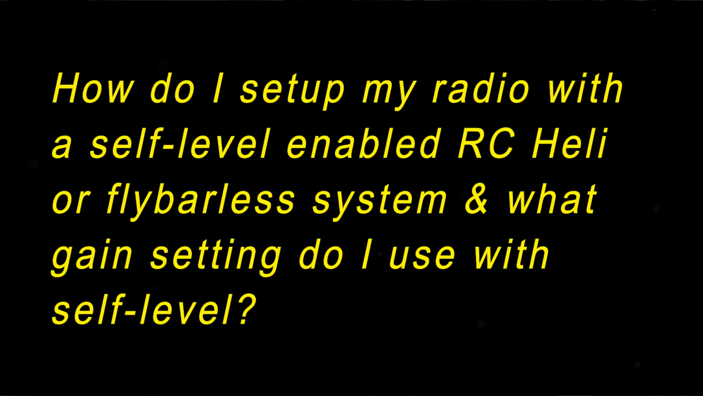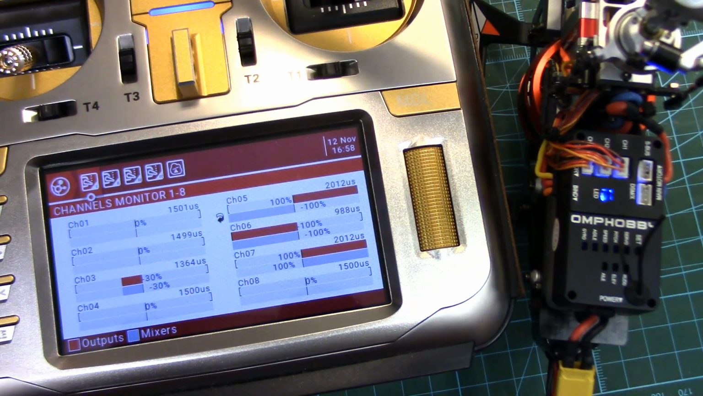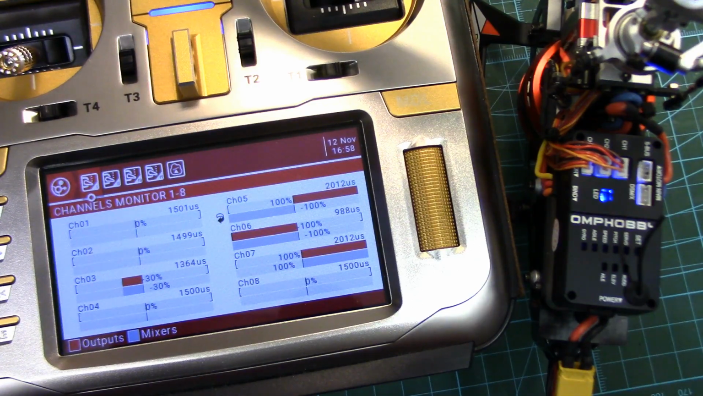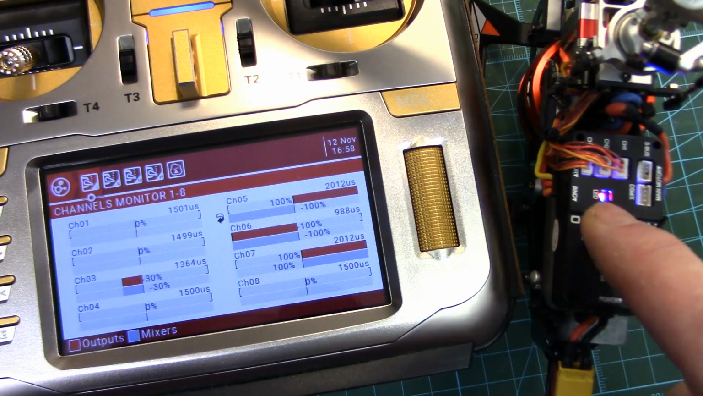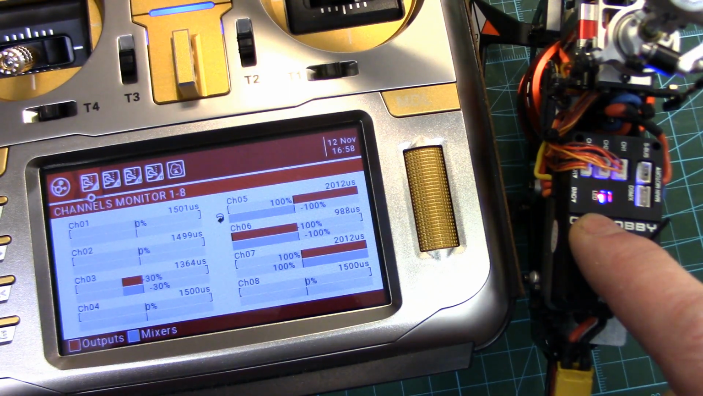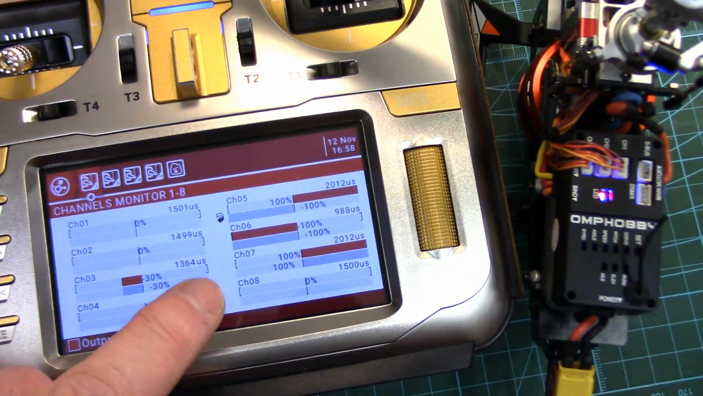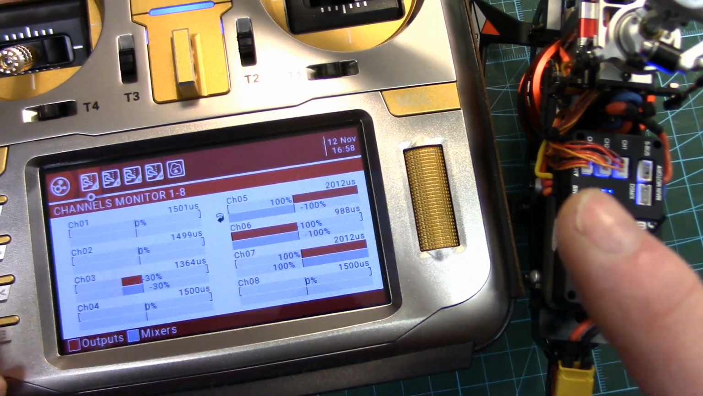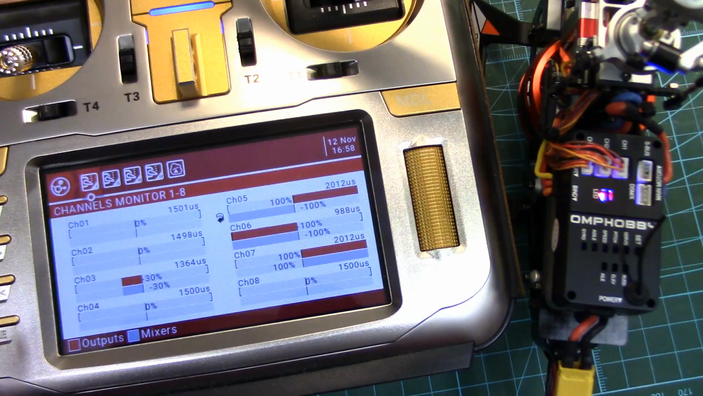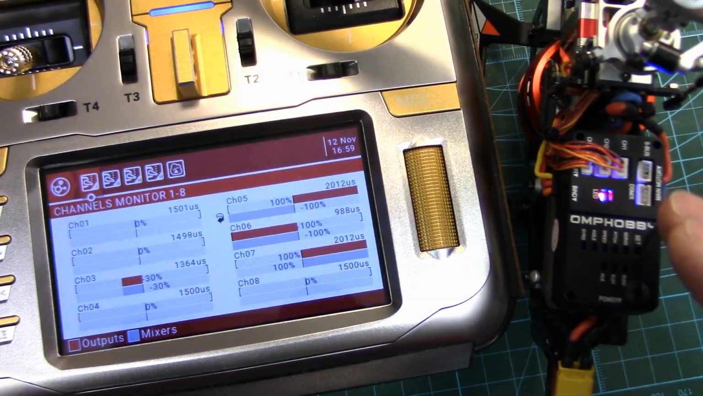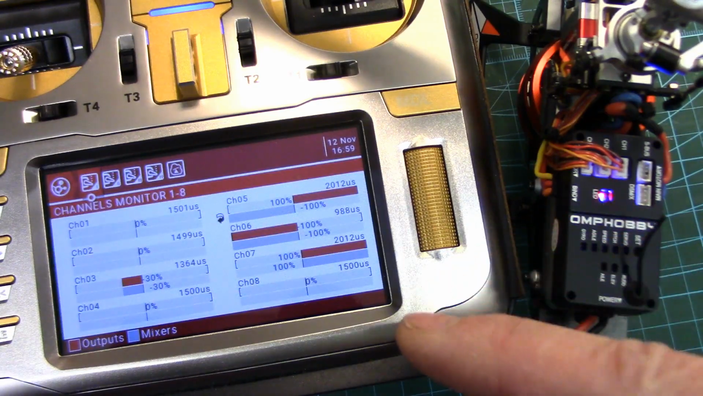Question number 7. How do I set up my radio with a self-level enabled RC helicopter or flybarless system, and what gain setting do I use with self-level? Best advice I can give you here is to check your owner's manual, because they're all going to be different. Now, on the OMP with their internal protocol, their receiver inside is mapping out stabilization mode selection to channel 7 output. On most micros, however, it's going to be on channel 5 output. So that's where you would want to find out what channel selects your mode selection, and then you would hook a toggle up to that.